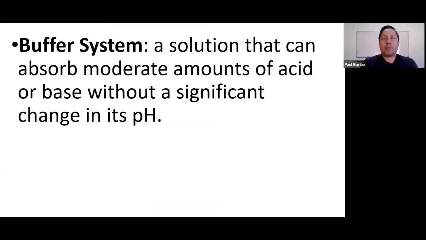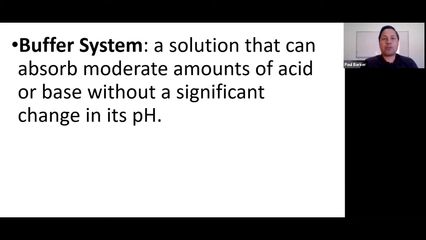Now, a buffer system. Sometimes you want to keep the pH from changing in a solution, so you would add a buffer system. As the slide states, a buffer system is a solution that can absorb moderate amounts of either acid or base without any significant change in the pH. Pools often have a buffer system because you don't want a swimming pool to become too acidic, which would make your eyes hurt, or too basic, which would dry out your skin. So you want to keep it right around neutral, and you would add a buffering system to keep it from changing either up or down.